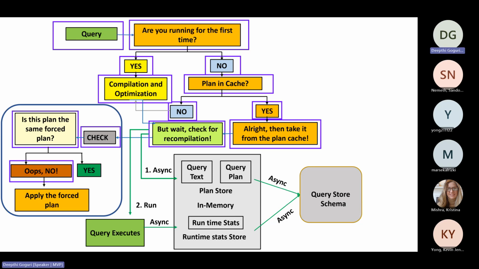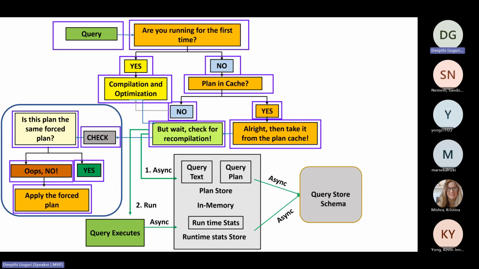Sometimes it might not be similar because we might have updated the stats, or a lot of data has been inserted that might have changed the query plan. It can be many reasons why the plan might be different from the forced plan. If that is the case, then it will go ahead and apply that forced plan. But if it is similar to the forced plan, it will use the same plan. That will happen during the check for recompilation phase, and next it will go to the next step.